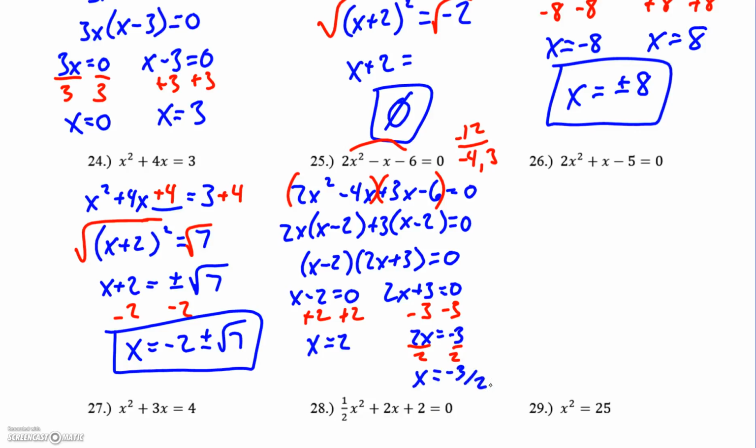So I still get two answers here. I get a negative 3 halves, and I get a positive 2 for my two answers on this one. All right? But again, that one we had to factor by grouping, and then set each factor equal to 0.